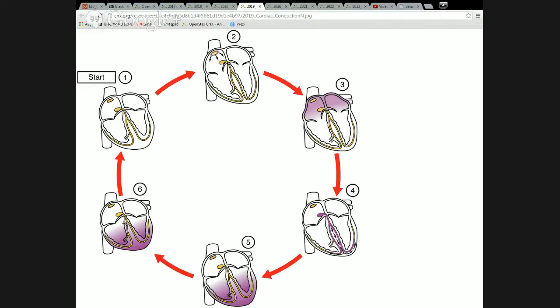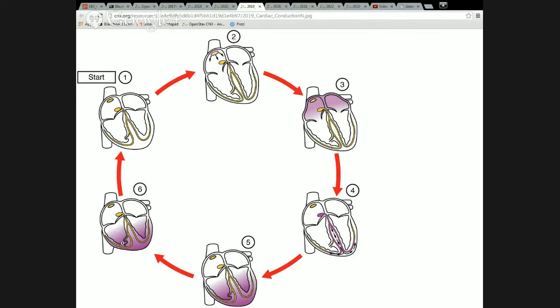So I think even though these two pictures are technically exactly the same, the purple shading is supposed to only go about halfway up here and then go all the way up here, just to represent the spreading of the depolarization across the ventricles from the apex towards the base of the heart, which is where the valves are located.